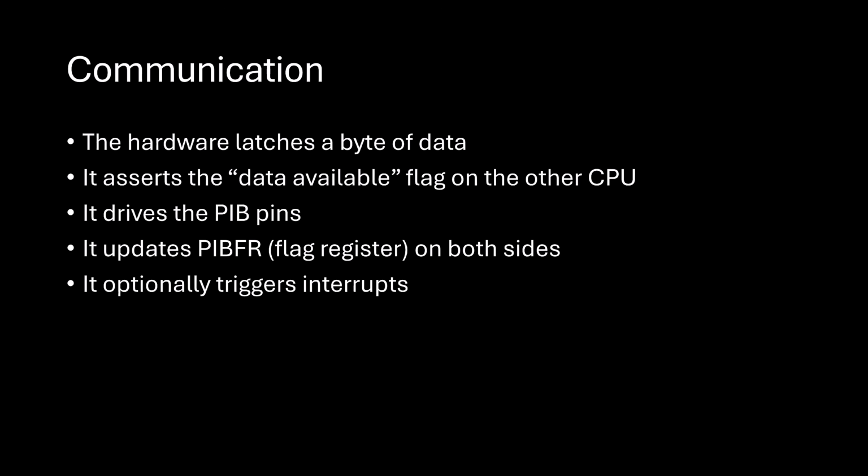The master says, I've got data, I want to send it to the slave. So it basically places a byte of data out onto one of the ports that is directly connected to the same port on the other microcontroller. It then has a way to signal to the other CPU through a different port, one of the lines. It says, hey, I've got data that you should take a look at. And it essentially drives pins to manage the signaling.